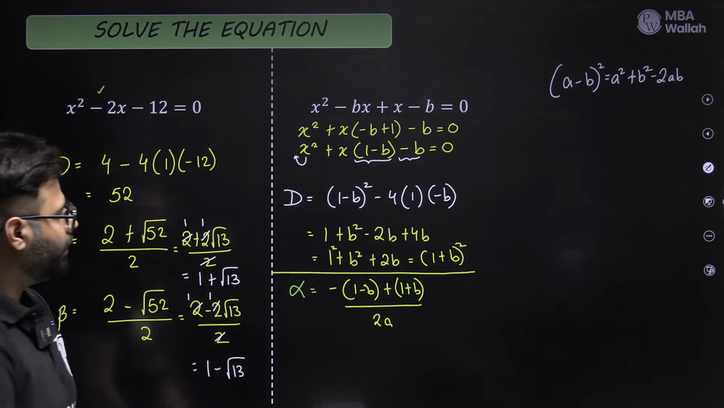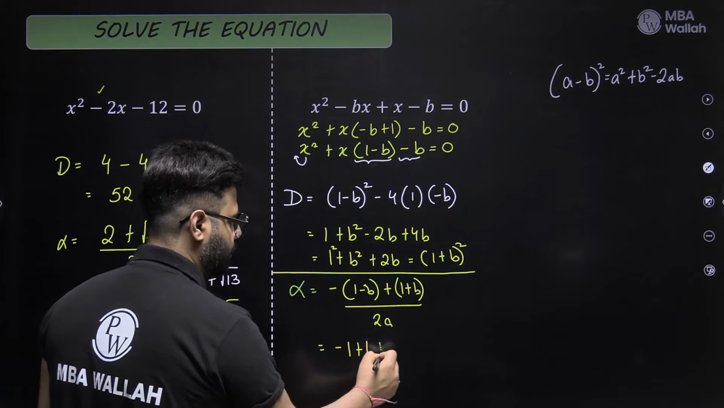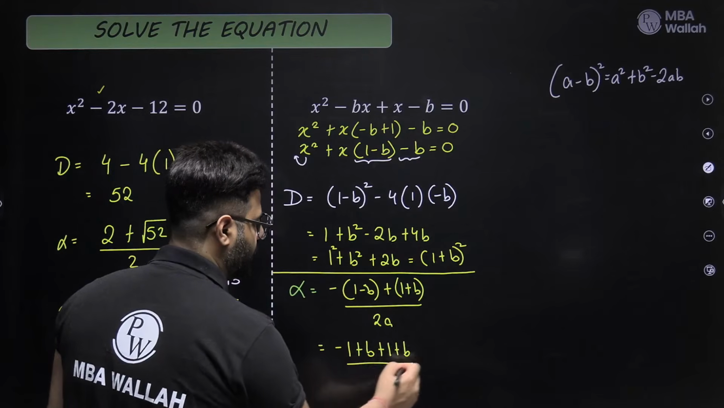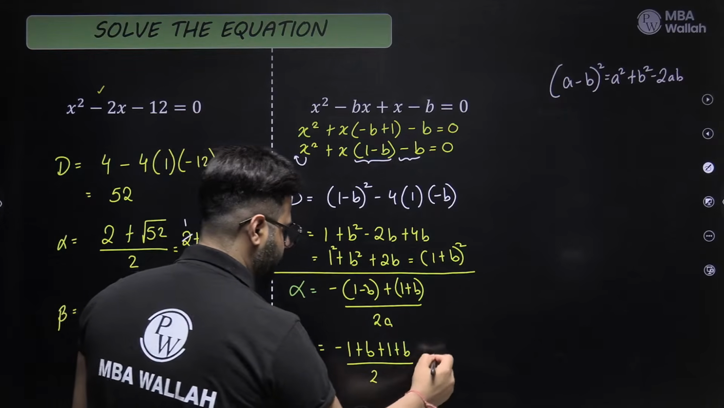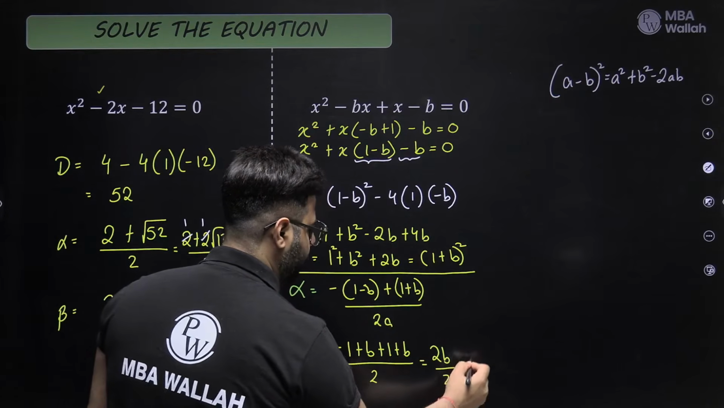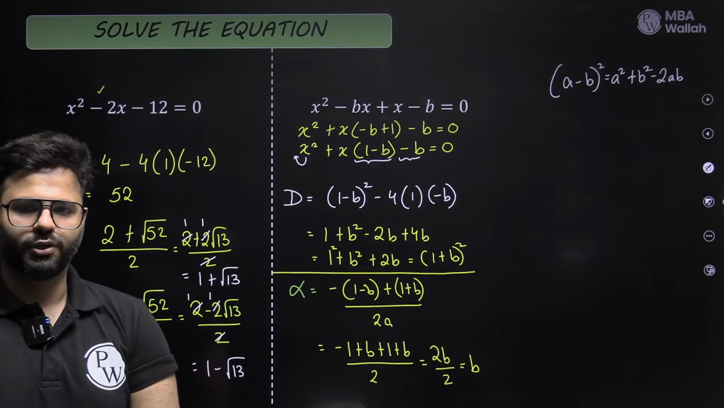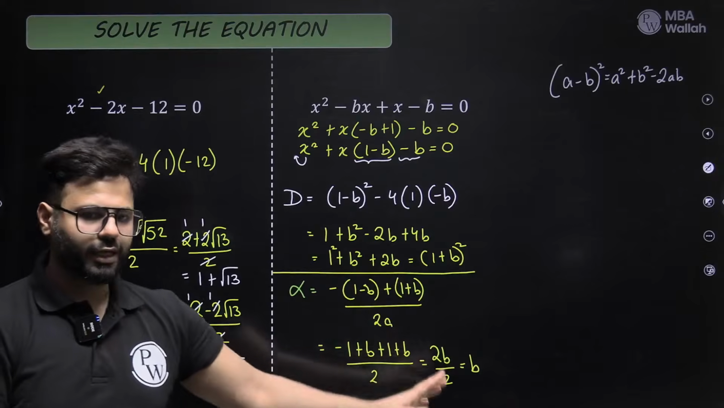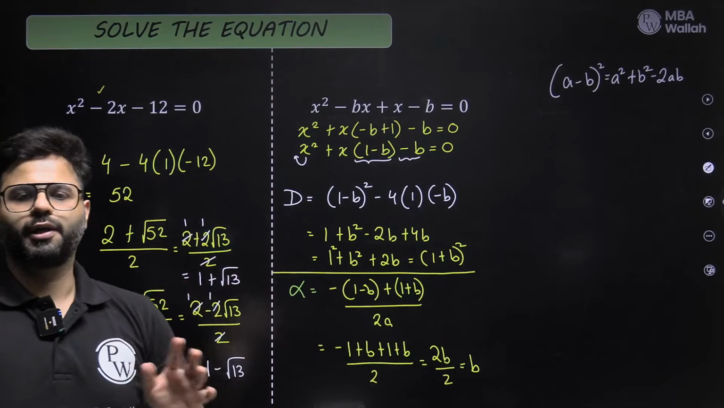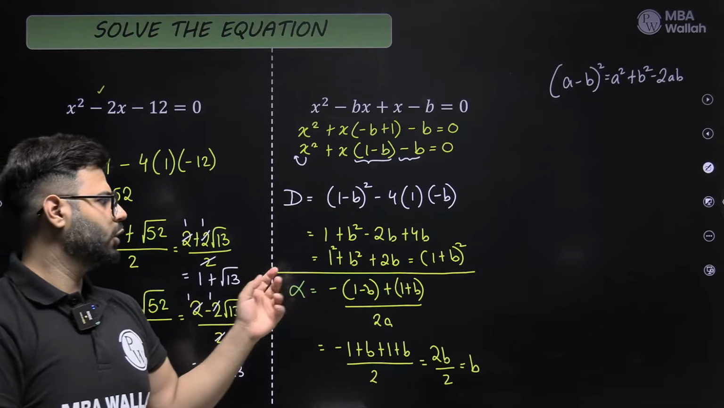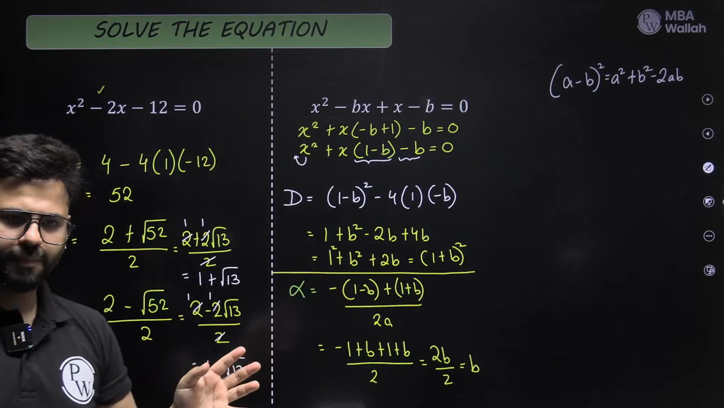So what's the value here? This becomes minus 1 minus (minus b) plus 1 plus b, upon 2. Coefficient of x square is 1, so 2. Minus 1 gets cancelled, so you get 2b by 2 and hence b. How many of you got alpha as b? That means you are good with algebraic manipulation. Everybody getting alpha as b, that means you're doing good. You won't face challenge in CAT algebra. You will not be required to handle more algebraic simplification than this, right?